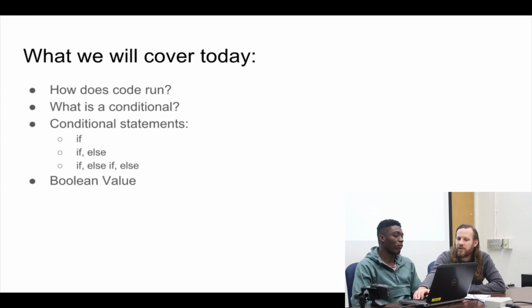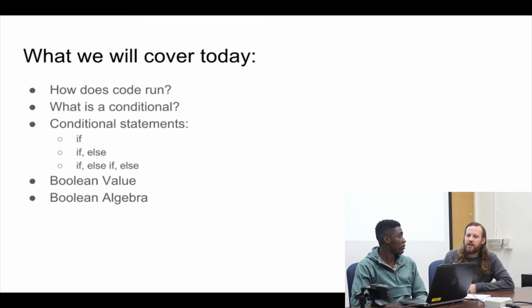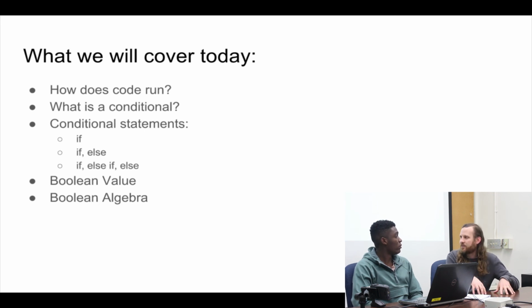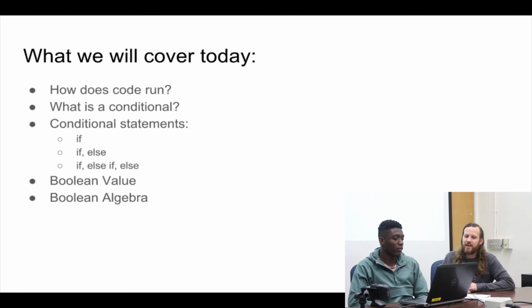And then we talked about Boolean values, which is really simple. It's just true or false. And then we talked about Boolean algebra. The reason we need Boolean algebra is so that we can complicate those conditions. If we have two running variables and we want to know, at this point, is this true of this variable and that true of that variable, then run this code. And we can combine the conditional statements with the Boolean algebra. Exactly.